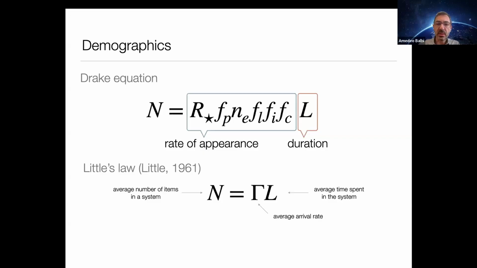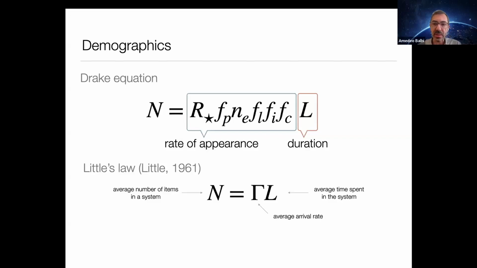And if you look at the Drake equation in this way, you see that it's essentially identical to a very generic law called Little's law, which tells us the average number of items in a system, and you simply have to multiply their average arrival rate in the system by the average time spent in the system. So if you want to know how many people are in a queue for some service, and you know how many people arrive per time interval, and you know how long they stay in the queue, you know roughly how many people will be in the queue.